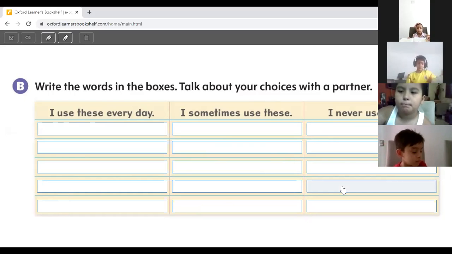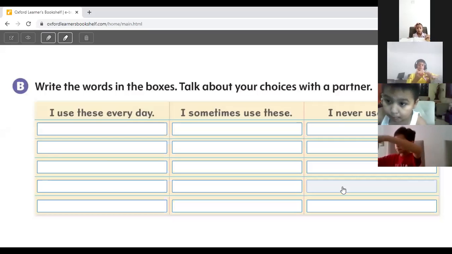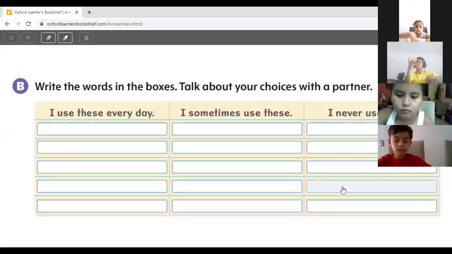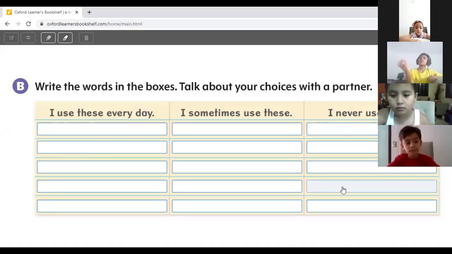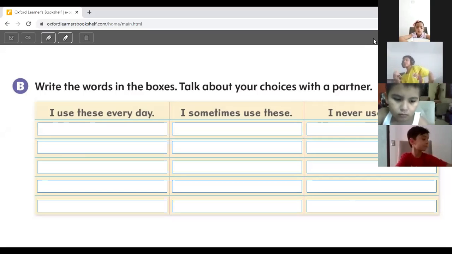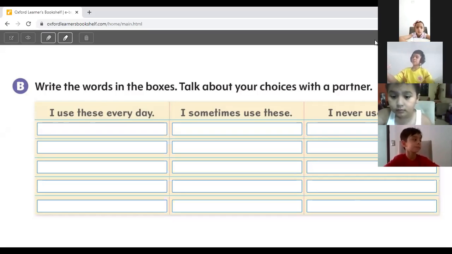You have 3 columns. The first column says, I use these objects every day. Teacher, I already do it. Okay, you're ready? Okay, but turn off your microphone for a moment. The next column, I sometimes use these objects. And the last column says, I never use these objects, okay? Your answers can be different, okay? Just your answers can be different.